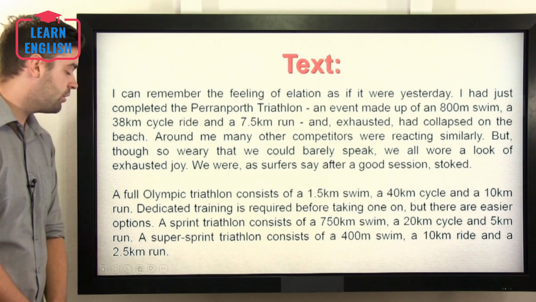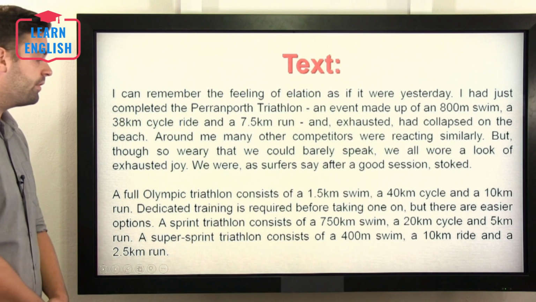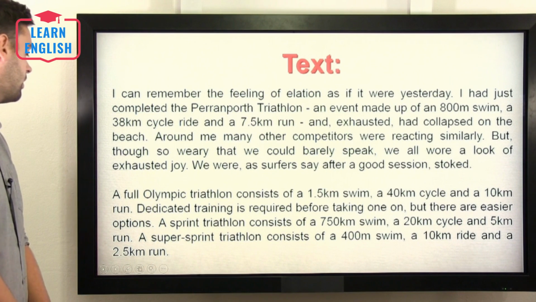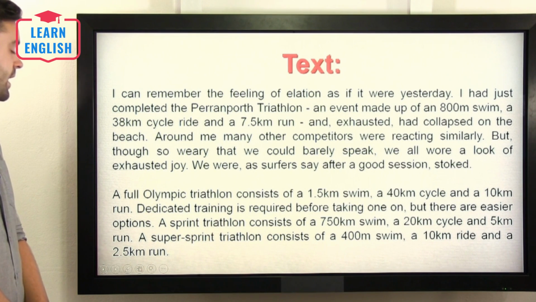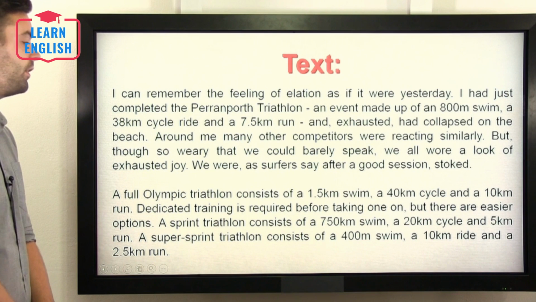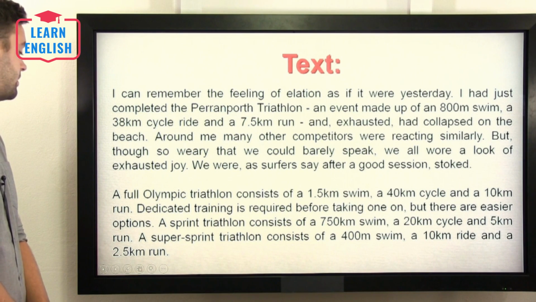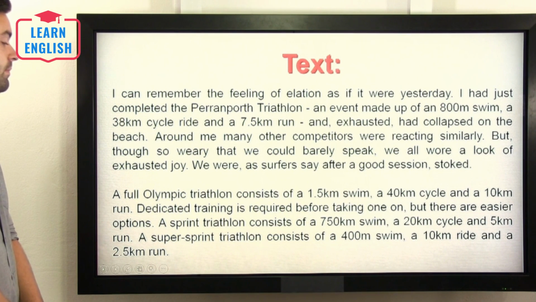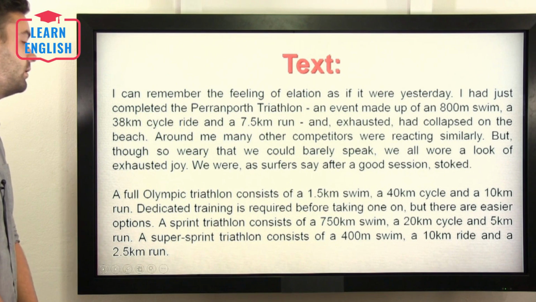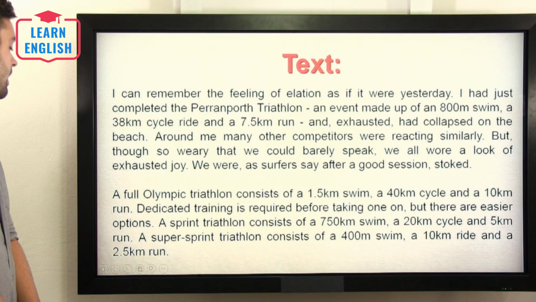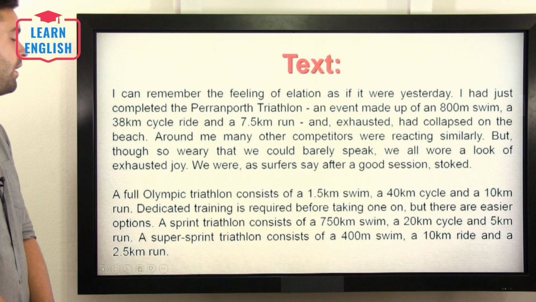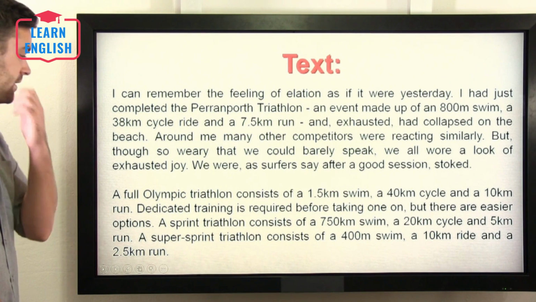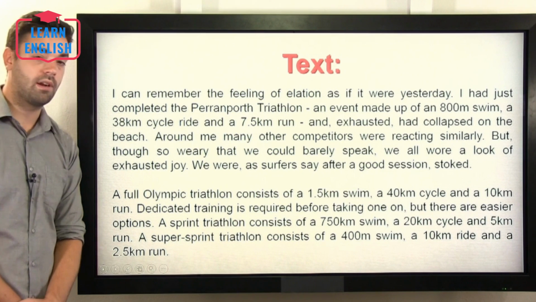A full Olympic triathlon consists of a 1.5-kilometer swim, a 40-kilometer cycle, and a 10-kilometer run. Dedicated training is required before taking one on, but there are easier options. A sprint triathlon consists of a 750-meter swim, a 20-kilometer cycle, and a 5-kilometer run. A super sprint triathlon consists of a 400-meter swim, a 10-kilometer ride, and a 2.5-kilometer run.